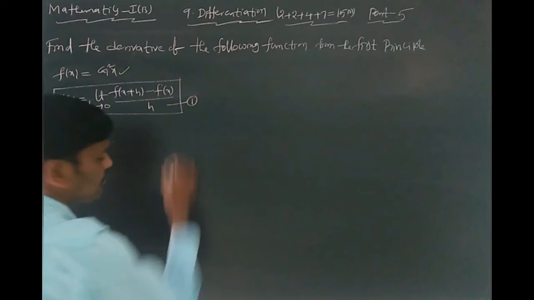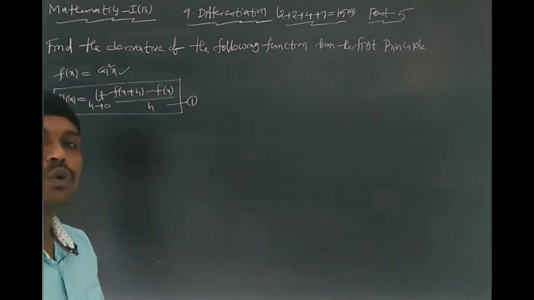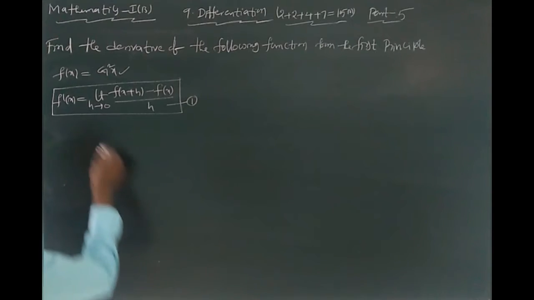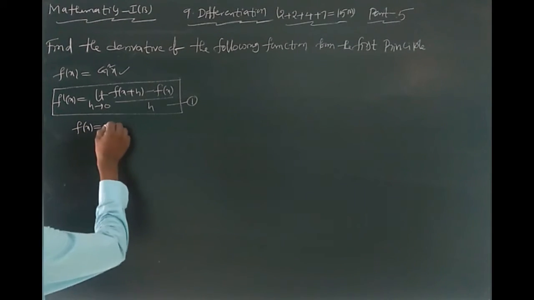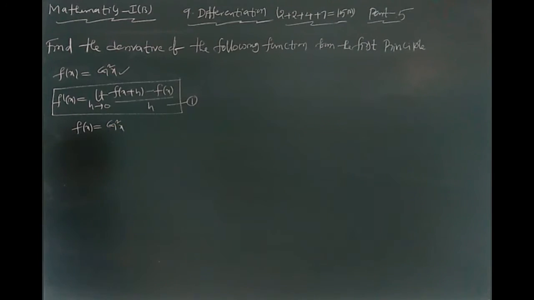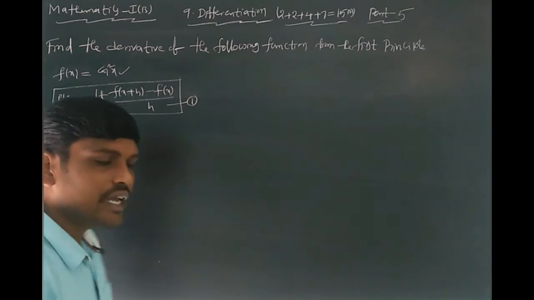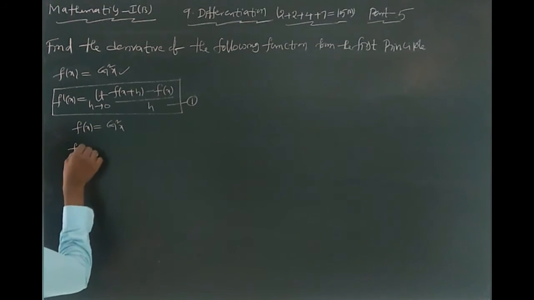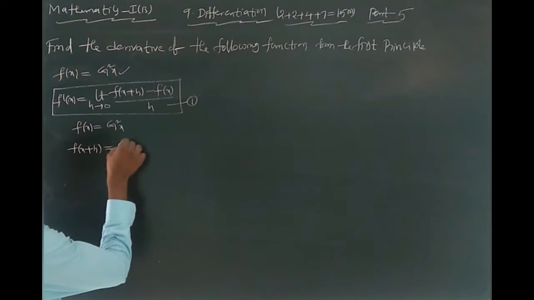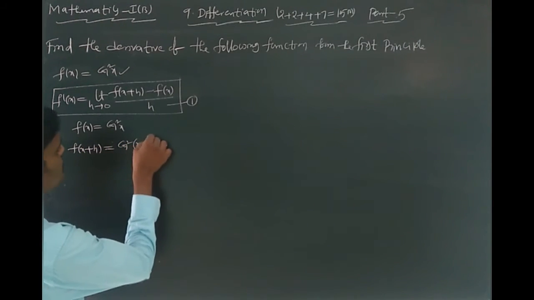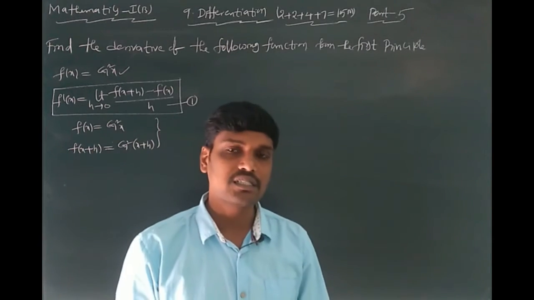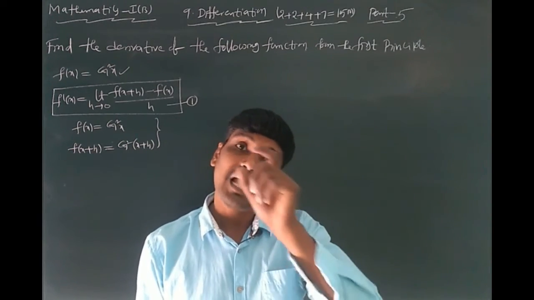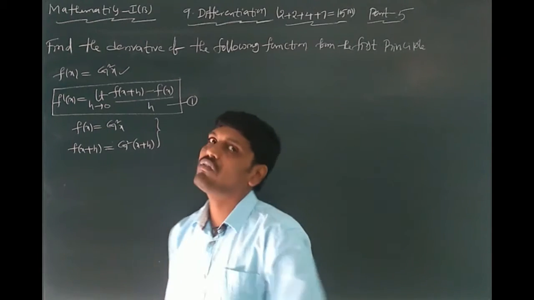In this formula, you can write f of x value is cos square x. F of x value is what here? Cos square x. F of x plus h value is cos square of x plus h.